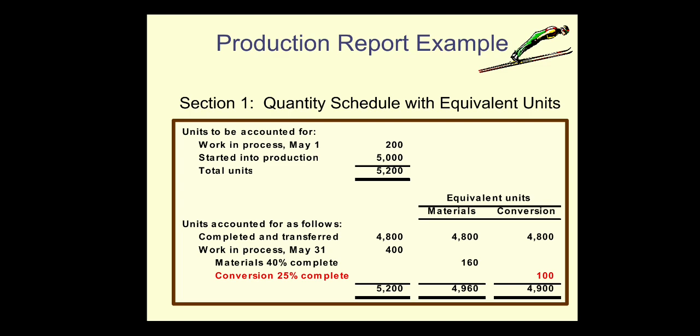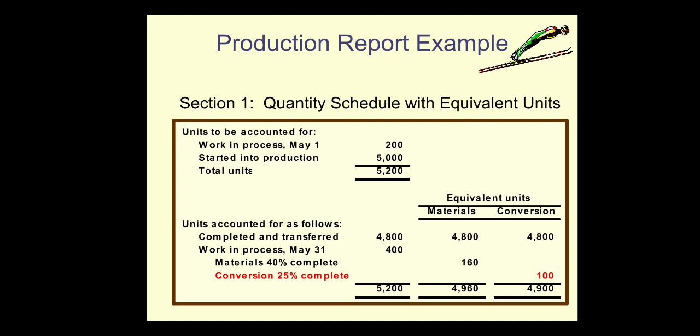In terms of material, it is 40% complete. So 400 physical unit at 40% complete equal to 160. So 400 times 40% equal to 160. 400 physical unit, in terms of conversion, it is 25% complete. So 400 times 25% equal to 100 equivalent unit.